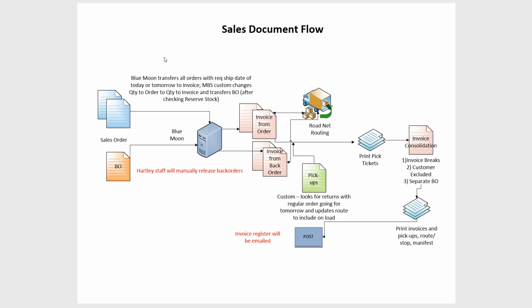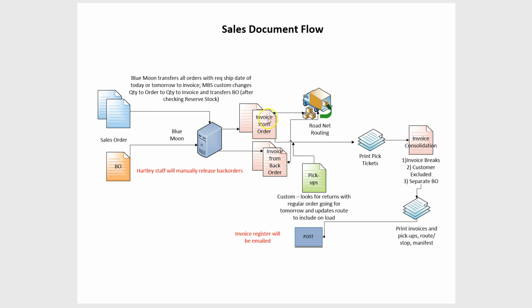So orders are coming in the system. We've already dealt with that in another walkthrough, so we're not going to talk about how orders get in, but orders are in the system. They're transferring over to invoice through a process that runs on the server, and the product is from Blue Moon. And back orders, we had previously, they'll be auto-released, but you guys have elected to manually release your back orders. And those will be transferring over to invoices, and that's happening all through the day.